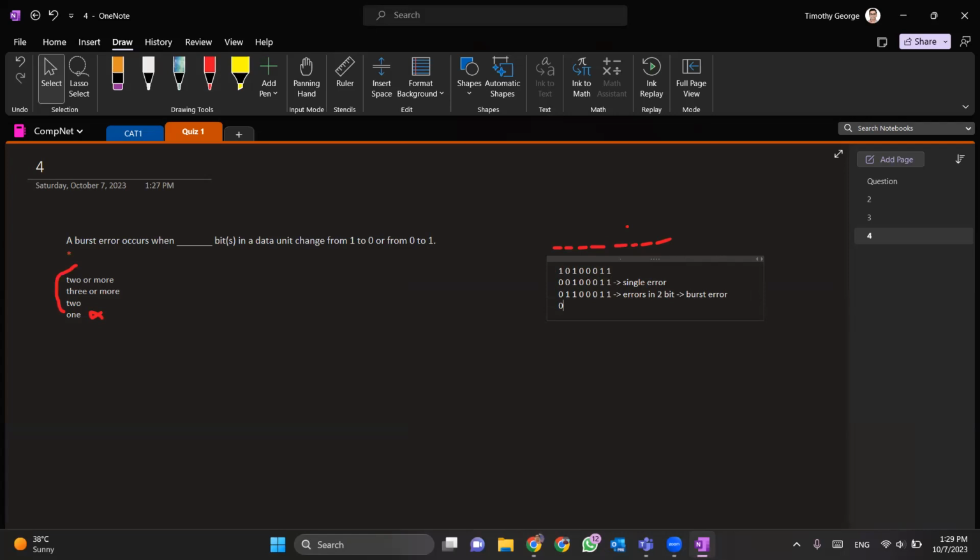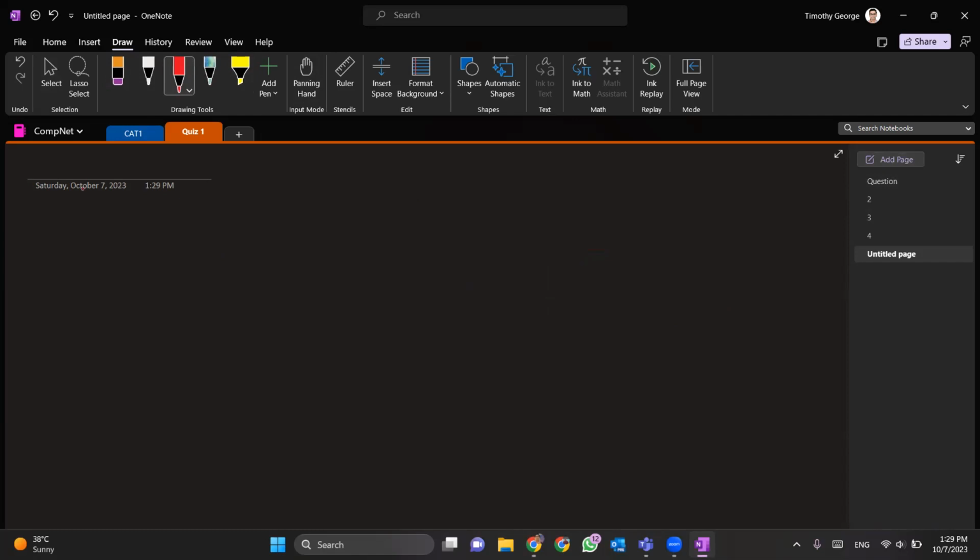And what if you had three? So 0 1 0, then the remaining 0 0 1 1. This is where you have errors in 3 bits. This is also a burst error. So if you can see the pattern, a burst error is when more than one bit has an error. And so here the answer is two or more. That's the answer for this question.